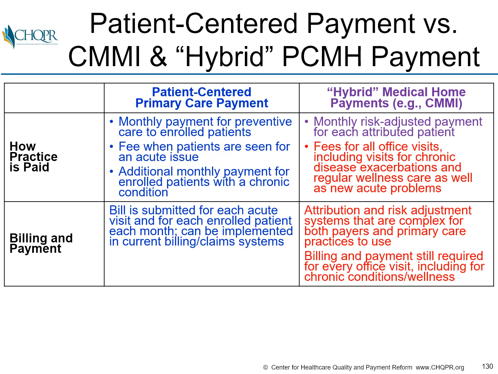Under the hybrid payment systems, the practice still has to bill for every visit, including visits related to preventive care and chronic disease care, and the health plan still has to pay for every visit. But the health plan also has to create the same kinds of attribution and risk adjustment systems described earlier in order to pay the monthly payments for each patient. In contrast, everything in patient-centered primary care payment can be implemented through standard billing and claims payment systems, and there would be far fewer billing codes than under the current system.